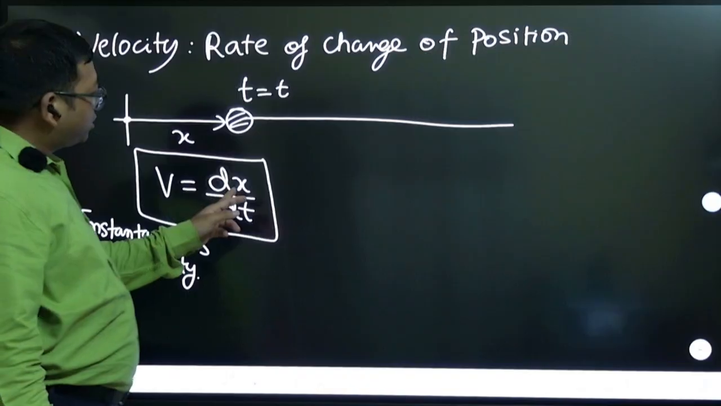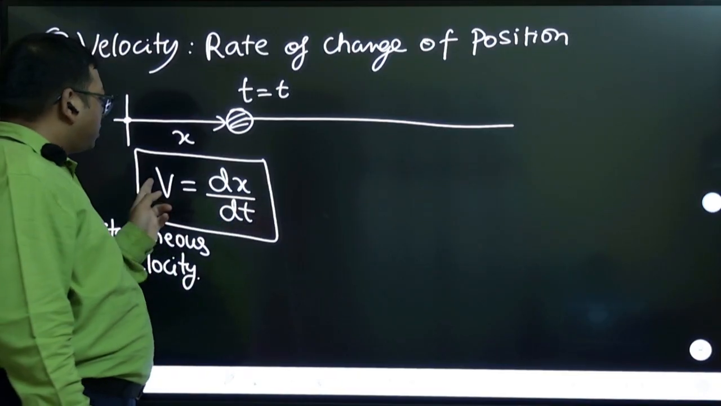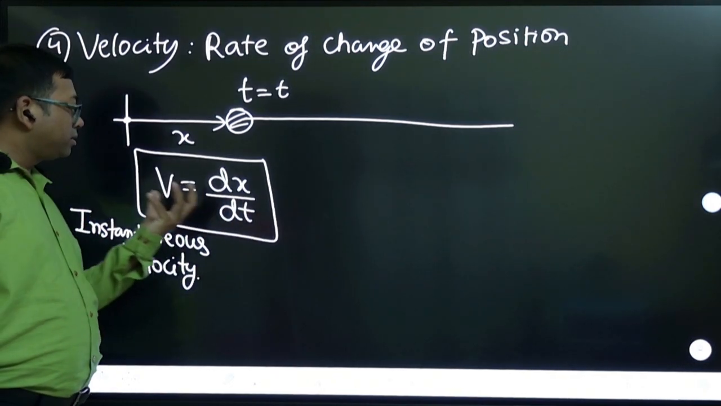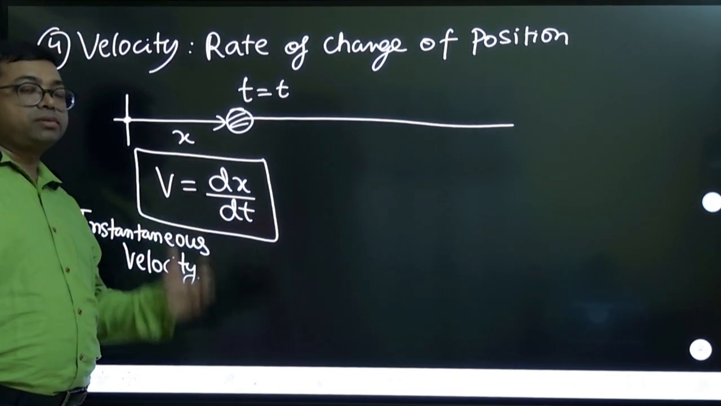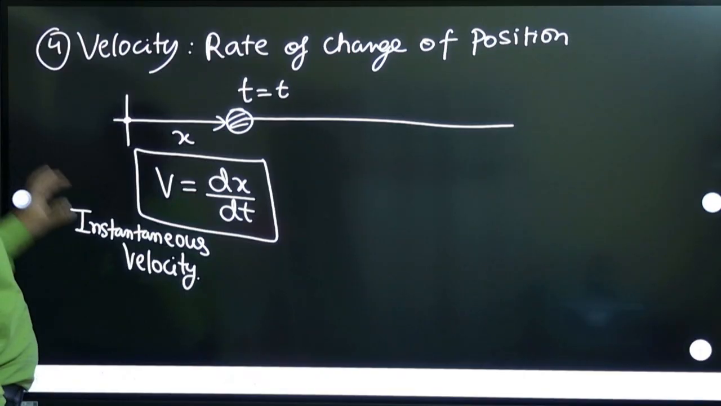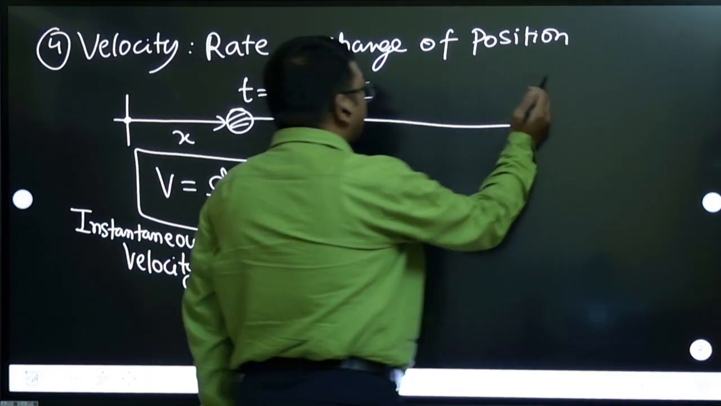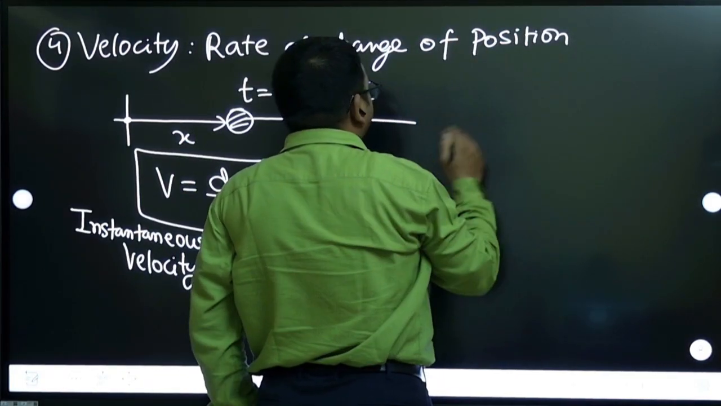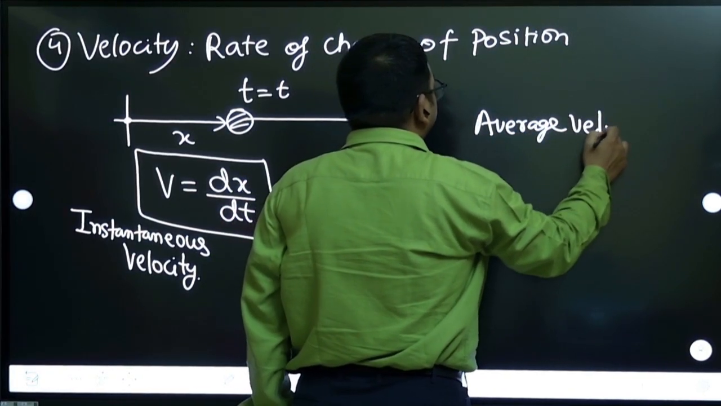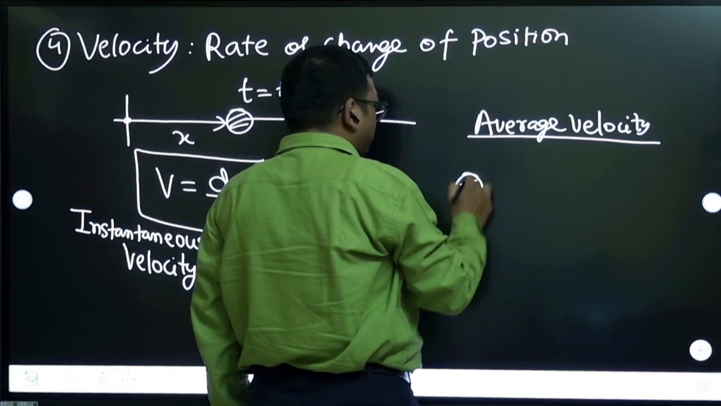Because x can be positive, it can also be negative. So because the position is a vector quantity, velocity is also a vector quantity. Okay, velocity is a vector quantity. So this is the definition of velocity, which is instantaneous. But there is also another definition called average velocity. Average velocity means over an interval of time.